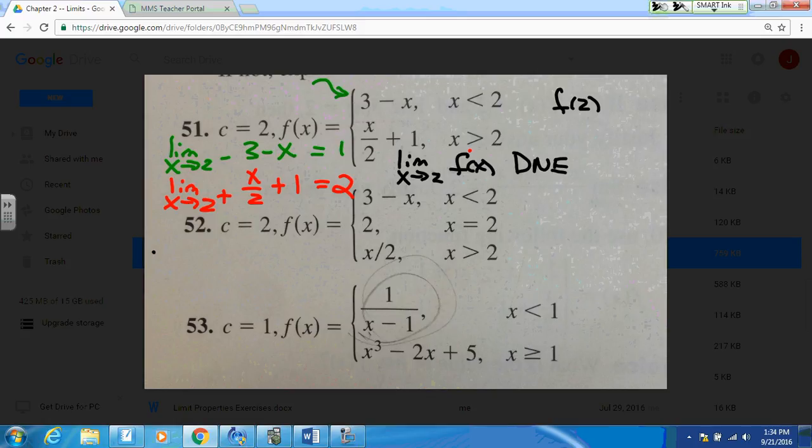Does not exist also. Right, good. Because there is no specification for f when x is equal to 2. It's not in the domain of the function.